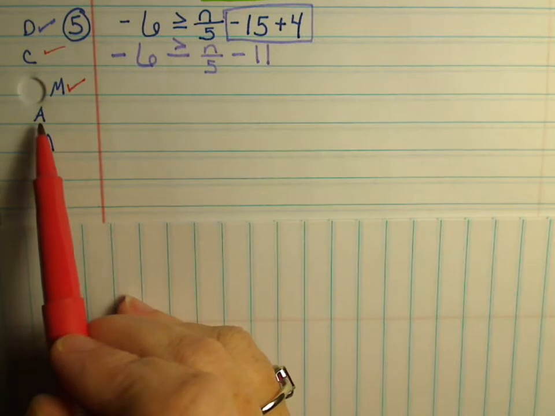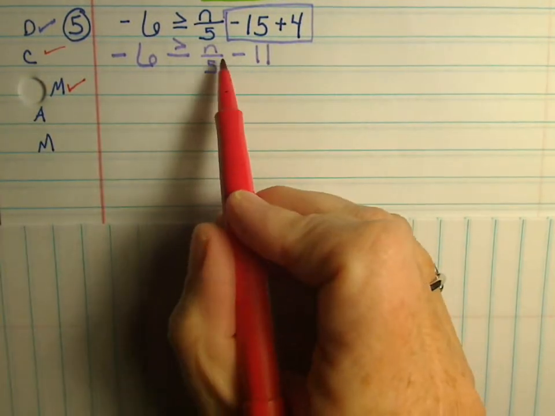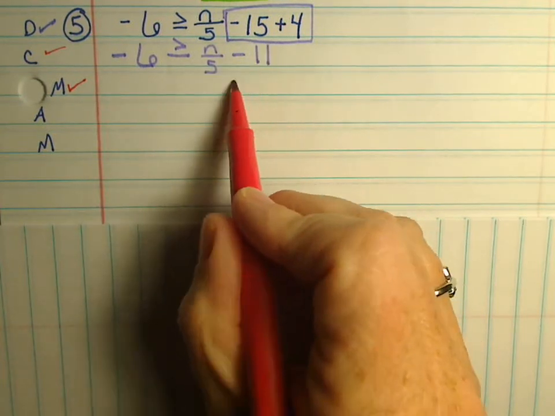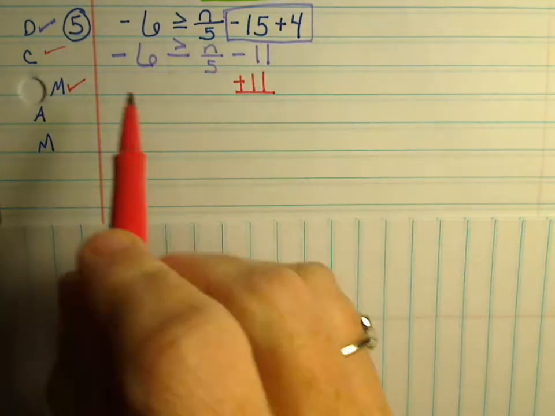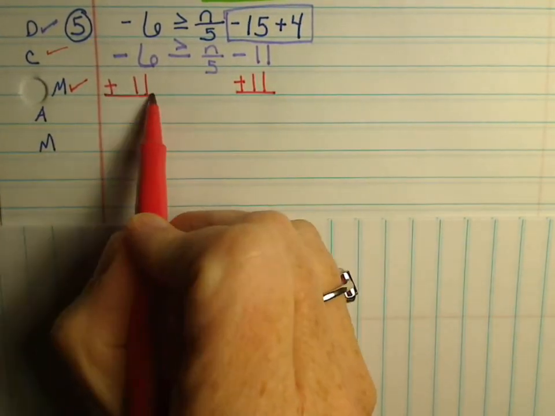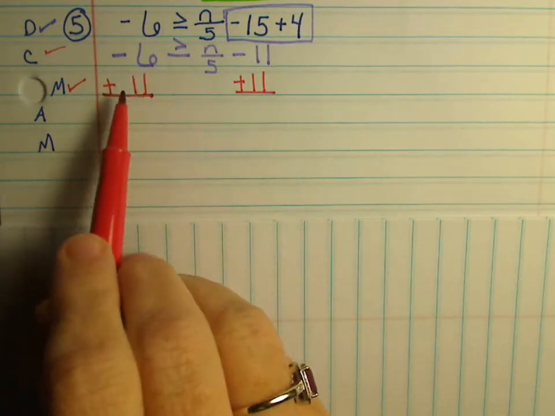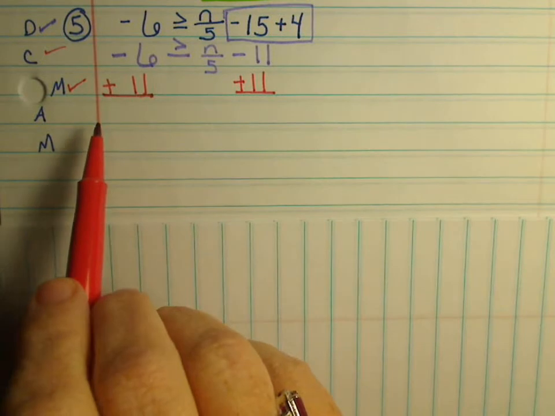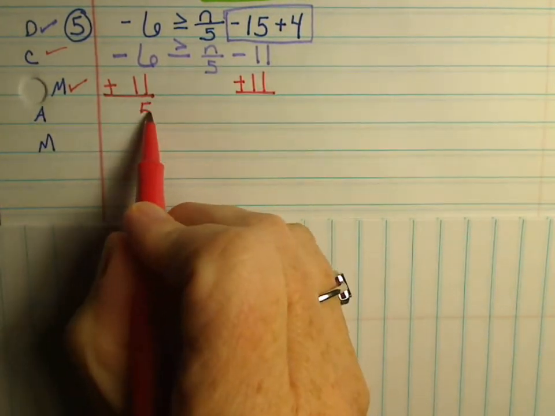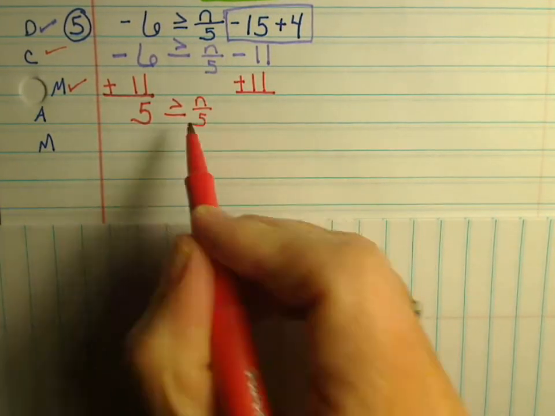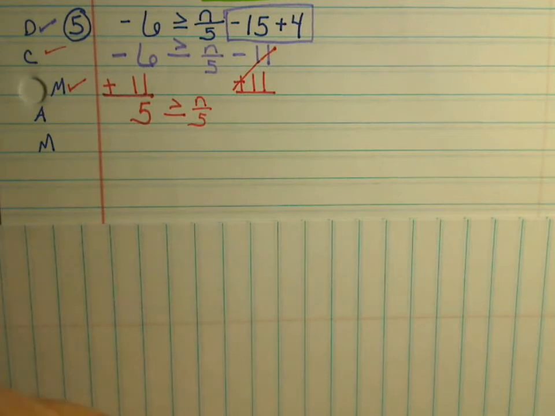So now I'm going to do the inverse of adding or subtracting. Over here on the side with the variable, the inverse of subtracting 11 is to add 11. So I'm going to add it here and here. So negative 6 plus 11 is a positive 5. And then I'm going to bring n over 5 down, and those cancel. So that was the inverse of subtraction.